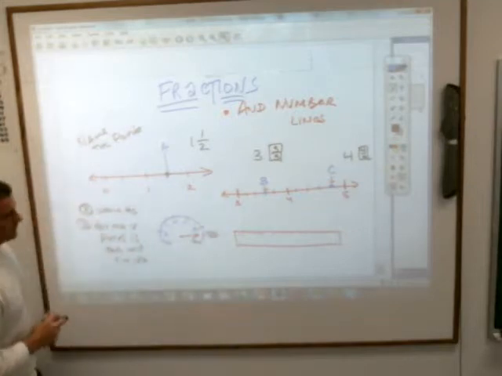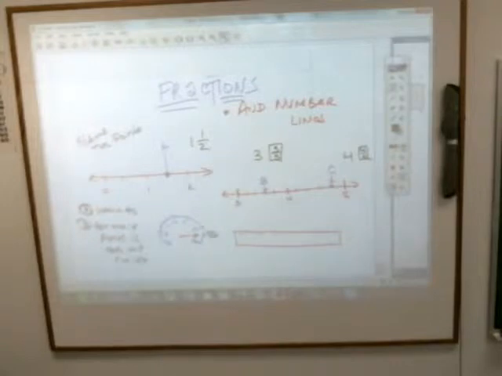Oh, the old double nickels, as we call it there. Anybody ever call it double nickels? No. I didn't think so.